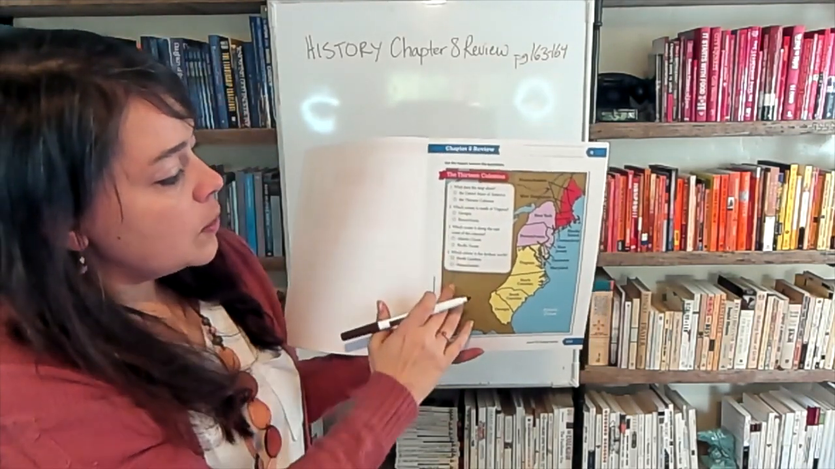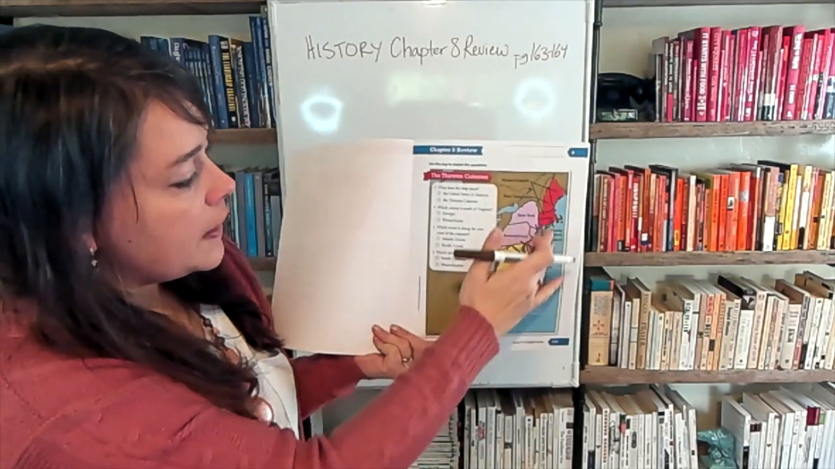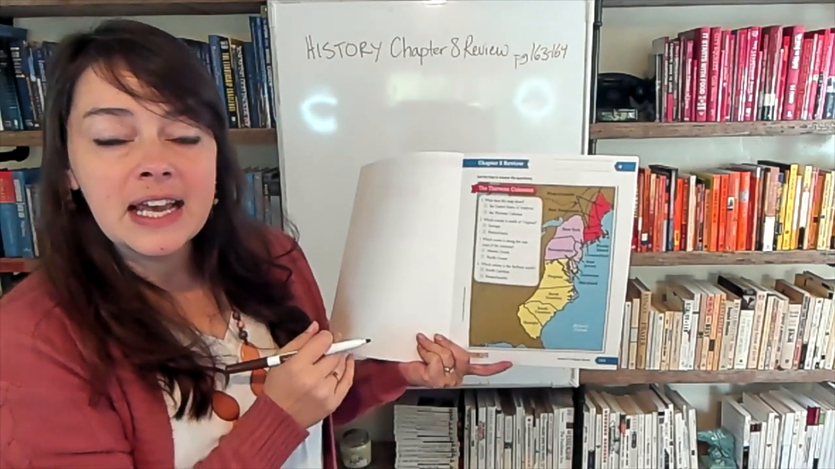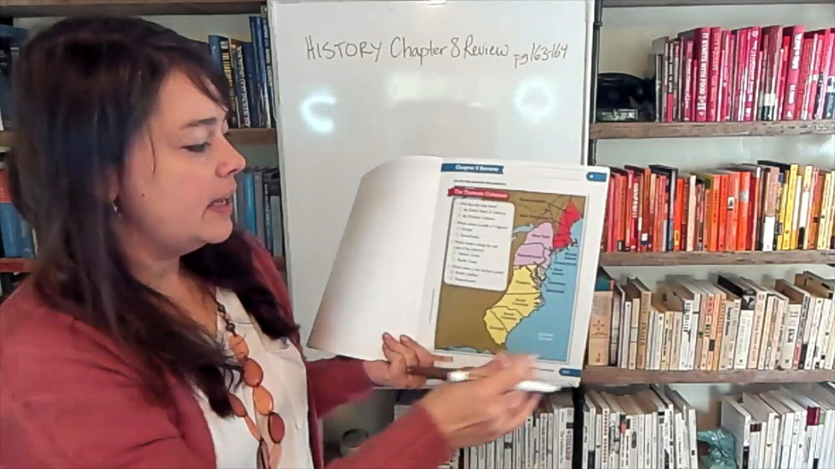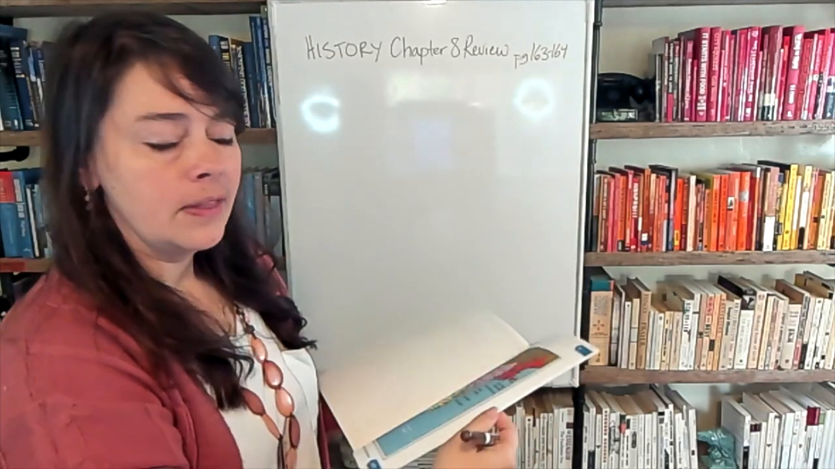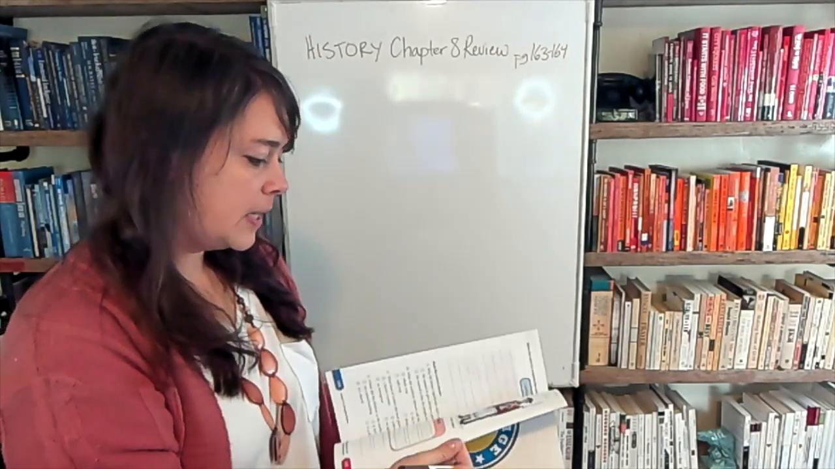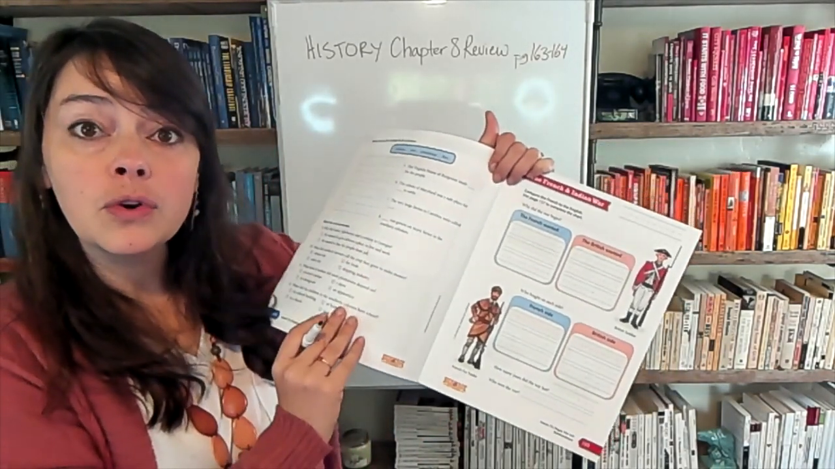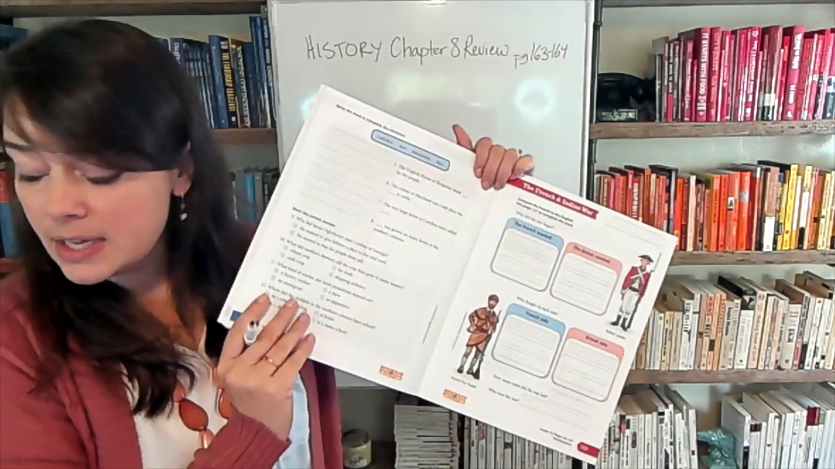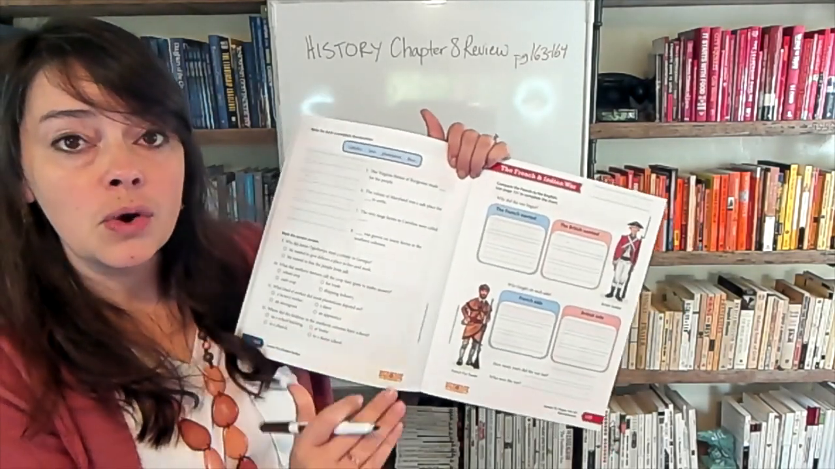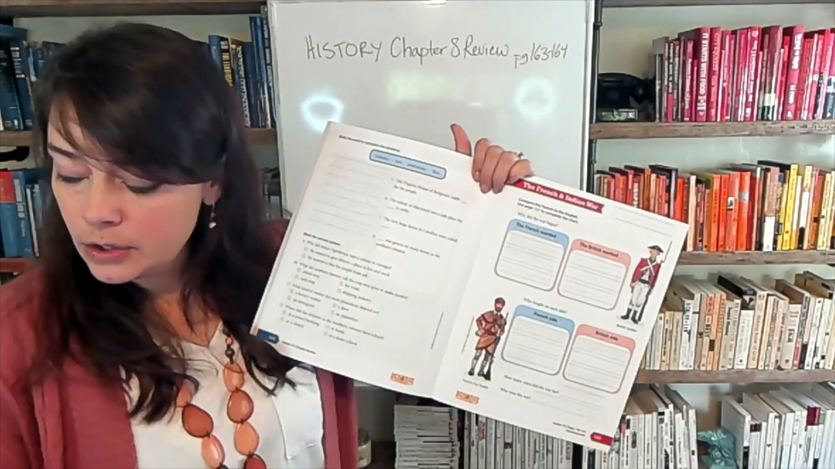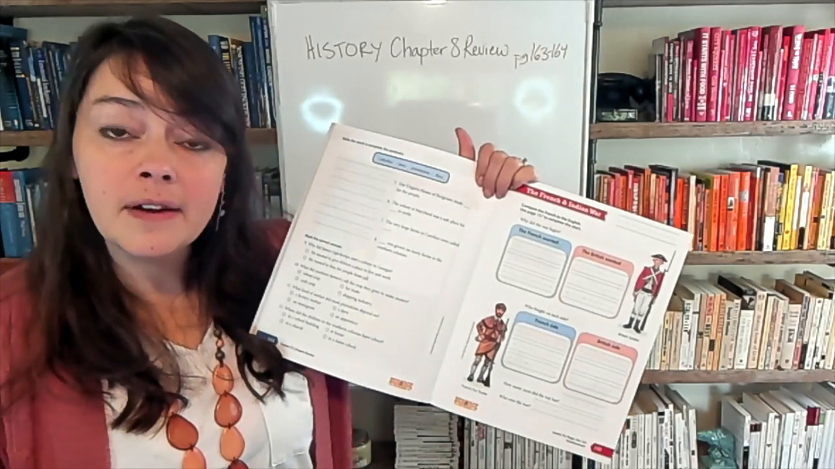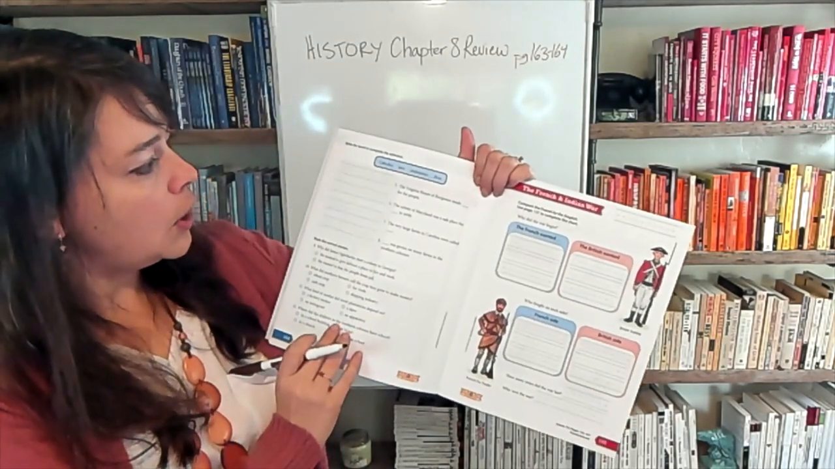And then it asks you about things that you can see on the map by noticing the details and using what you know. So I want you to answer the questions on page 163, and I want you to answer the questions on page 164. This is going to prepare you for your quiz to close out this chapter of history. So study this well, use your history book, be a student of your textbook if there's anything you don't know.